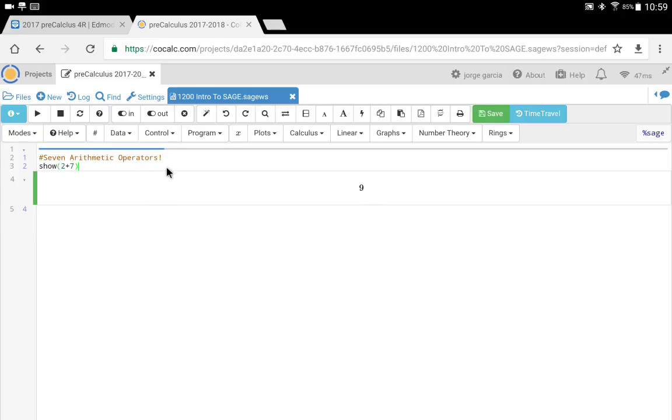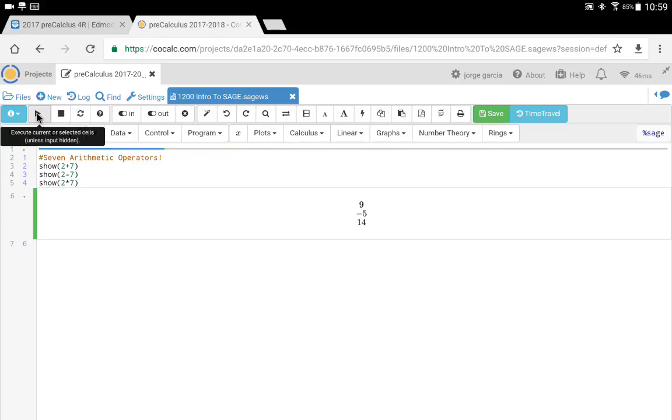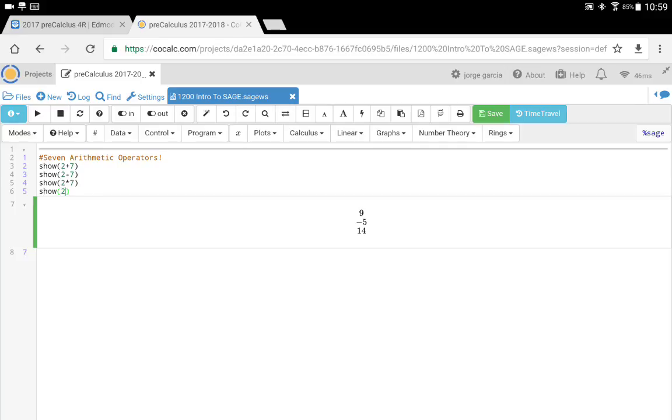Let me continue on the same, go to the end of the same line, hit enter. Let's do show 2 minus 7. Can you guess? Negative 5? Yes, there it is. All right. How about show 2 times 7? Let's try that. That's 3 arithmetic operators. What else? Dividing, right? Okay. Let's show 2 divided by 7.